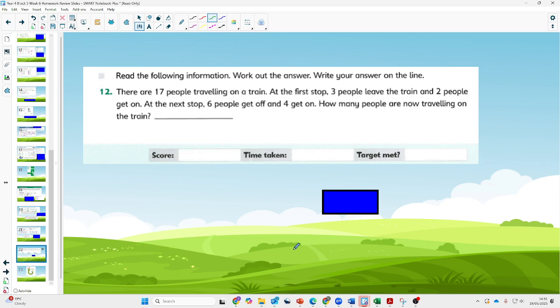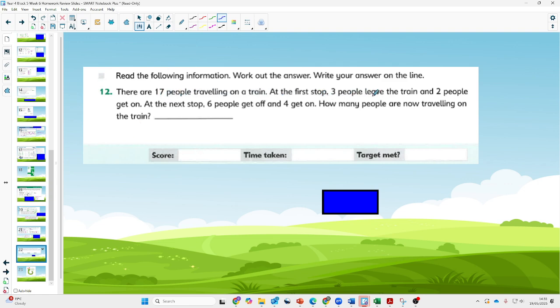Okay, and the final question. So this is a word problem here. We've got to read the information carefully, work out the answer, and then record it on the line. So there are 17 people travelling on a train. So we're going to keep a running record of this because this could get a little bit confusing otherwise. So 17 people travelling on a train.